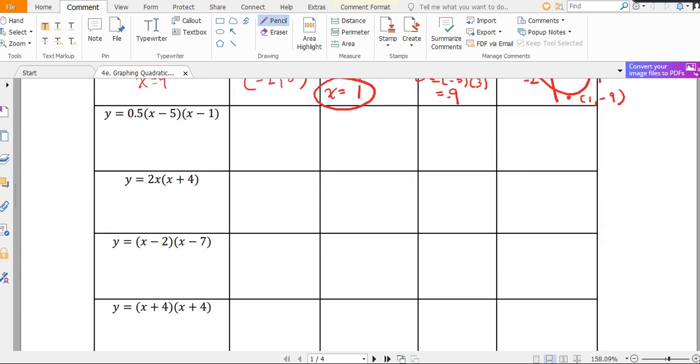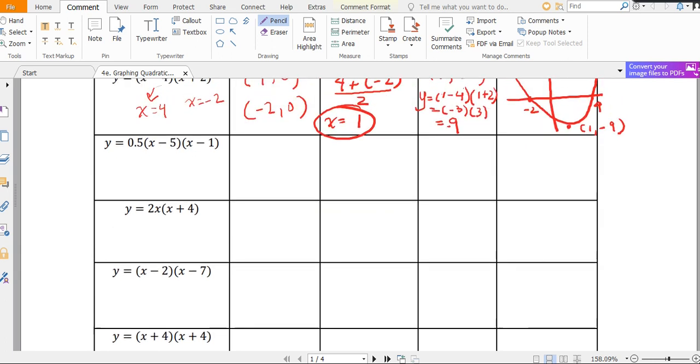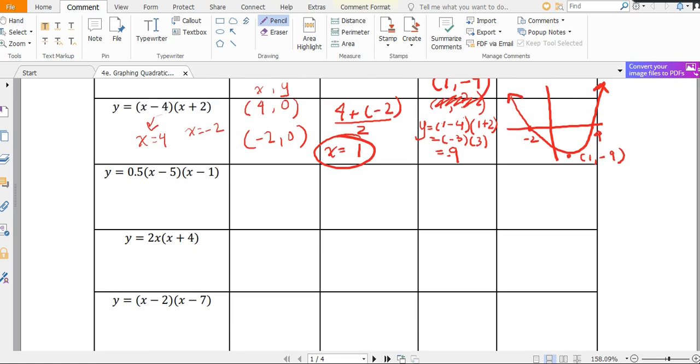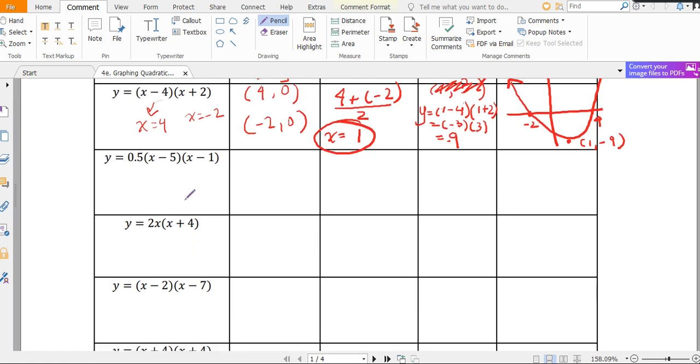Okay, so let's try one that's a little bit different. Okay, this second question is very similar. So what are my x-intercepts? Well, first off, you're looking at this and going, wait a minute. The question above, I had 2 brackets. The question down here, I only have 1 bracket. But why is that? Well, first off, I know my first x-intercept here is going to be x equals negative 4. So I'm just going to go ahead and write that down.